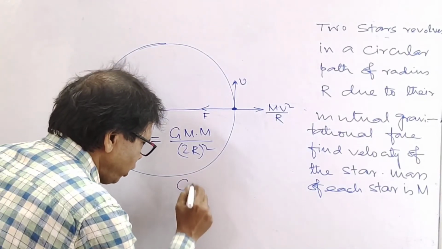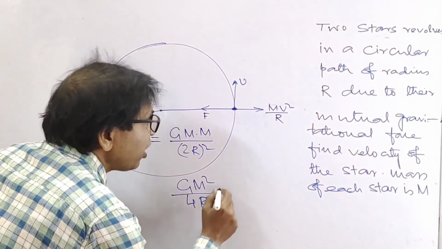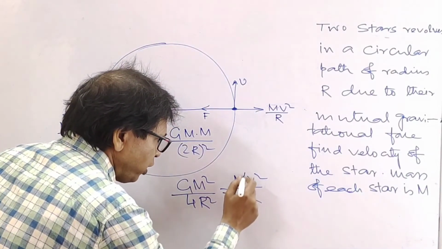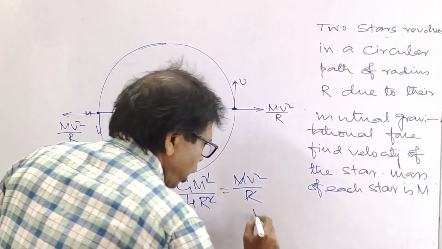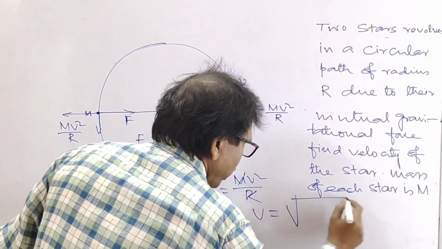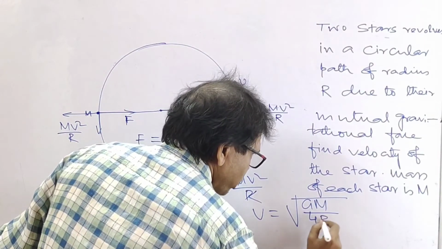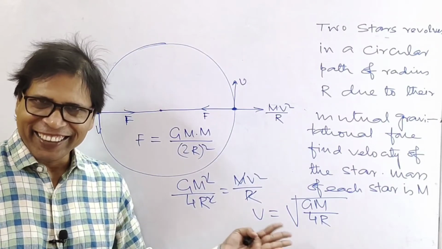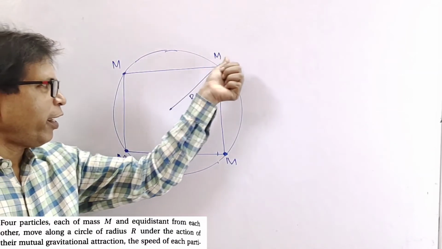Okay, so look at this, this equals this. Therefore G m square by 4r square is equal to m v square divided by r. Now this and this cancel out, this and this cancel out, therefore v equals root under of GM divided by 4r, which is the velocity of each star. Okay, next.